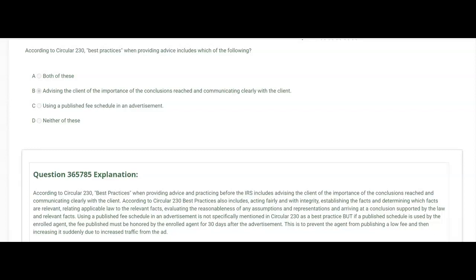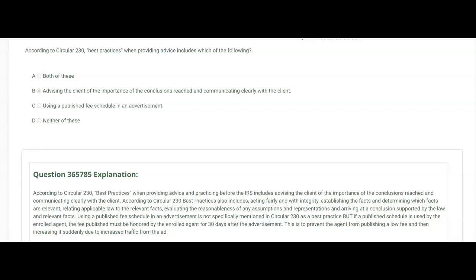However, if a published schedule is used by the enrolled agent in an advertisement, then the fee published must be honored by the enrolled agent for 30 days after the advertisement. This is to prevent the agent from publishing a low fee or a free consultation and then increasing that fee suddenly due to increased traffic from the advertisement. So using the published fee schedule is not necessarily a best practice, but if you do use it, there are strings attached. Circular 230 says you have to honor that published fee for 30 days after the advertisement runs.